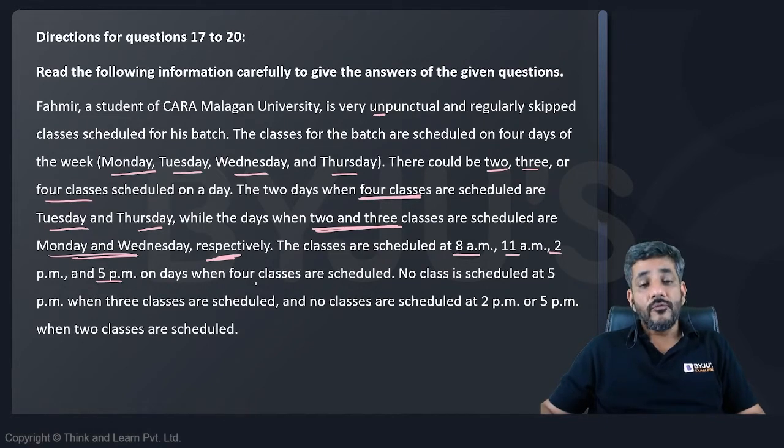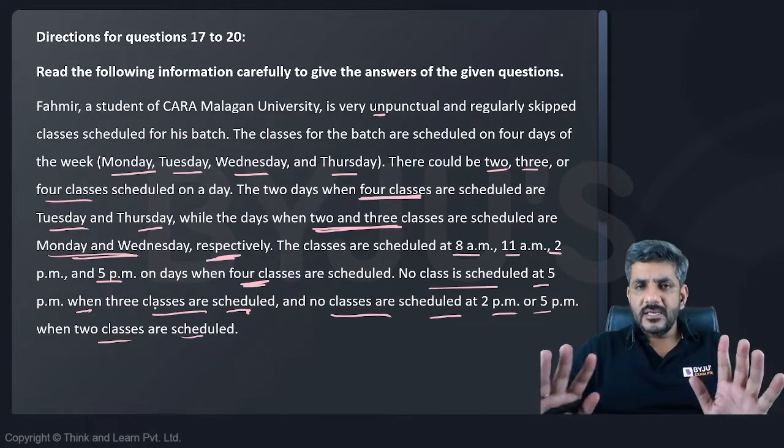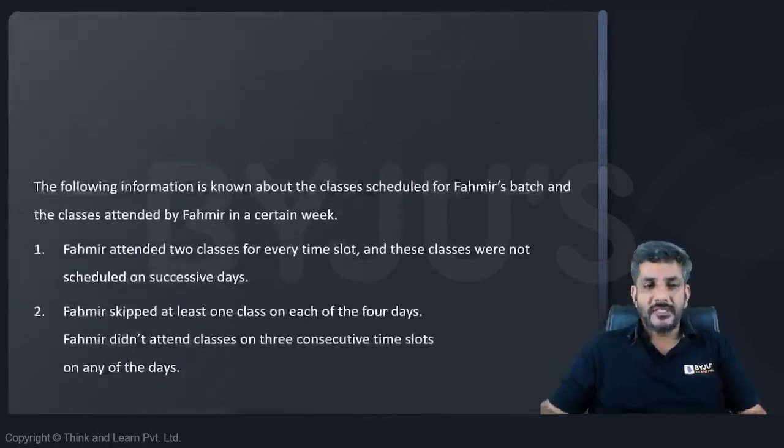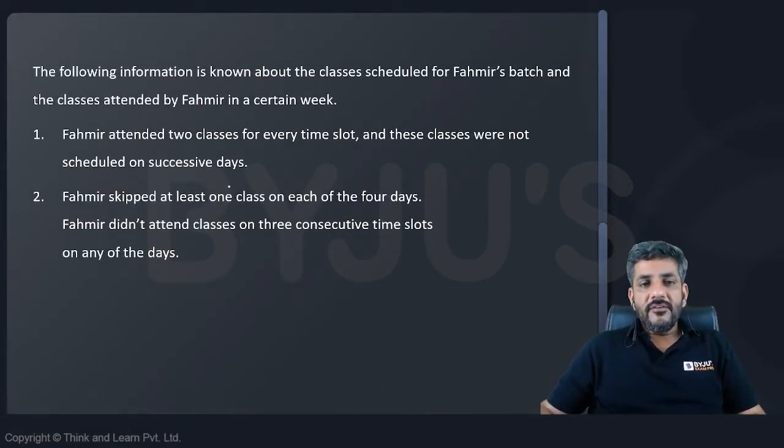On the days when 4 classes are scheduled, when no class is scheduled at 5 p.m., these are the days when 3 classes are scheduled, and no classes are scheduled at 2 or 5 when 2 classes are scheduled. So this is the original data. After that, the following information is known about the classes scheduled for Fahmir's batch and the classes attended by him in a week. So some more information is given.